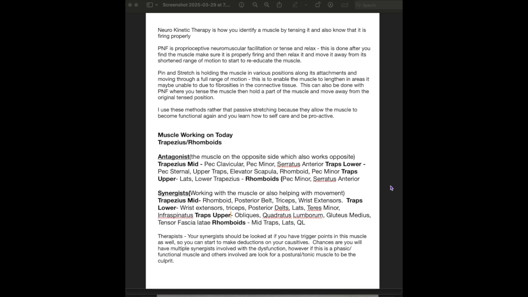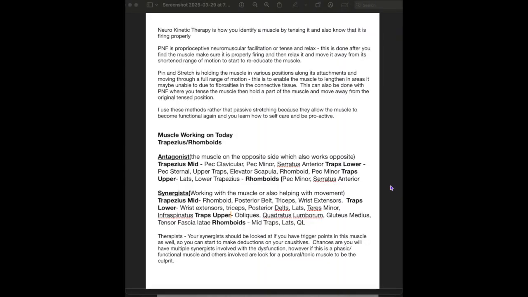Rhomboids has theirs, that pec minor, and then serratus anterior, which is actually a phasic muscle, but pec minor is not. And serratus anterior, when I do therapy, I will look for that. If I find issues with subscapularis, and then I work to pec minor, and then I'll work to serratus anterior, I can usually always bet serratus anterior is going to have some big trigger points in it, because it's more than likely assisted in whatever the person has done to create the problem.